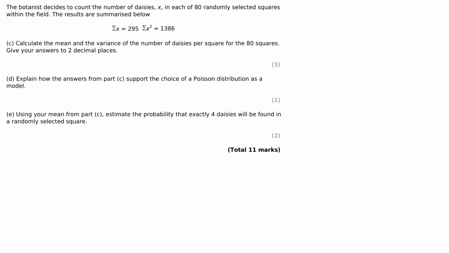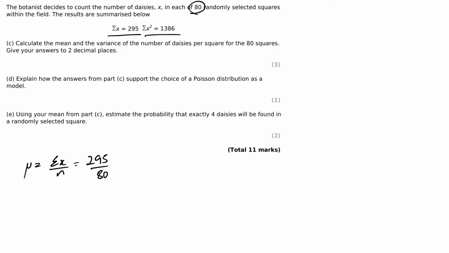Now it's at this point we get to the part of the question that is very much linked with this video. We're given E of x and E of x squared. So part C says find or calculate the mean and variance. If we're looking at the mean, that's going to be my sum of x over n, isn't it? So 295 divided by 80.